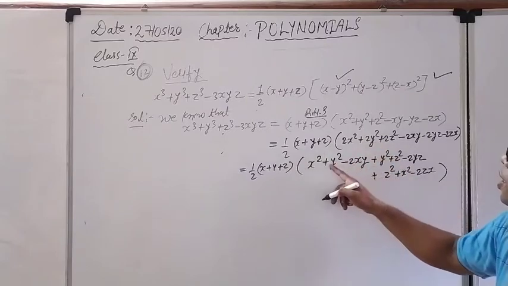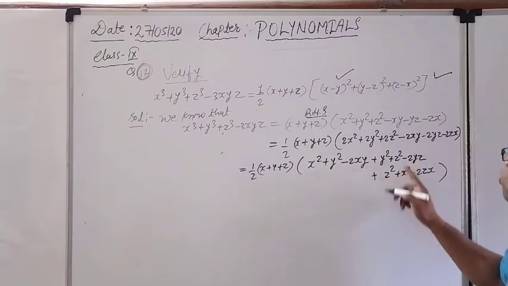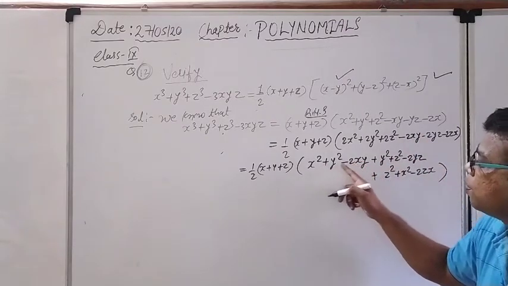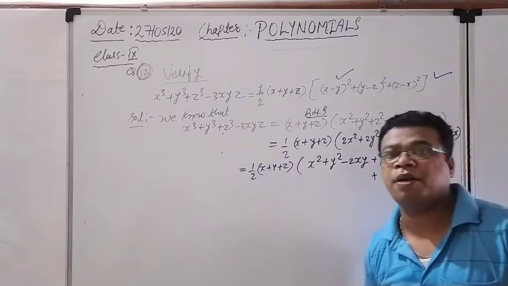2y square is there, so you can see y square I have written 2 times. 2z square is there, so I have written z square 2 times. After that minus 2xy, I am doing this with the x and y. Then only I can write it in the form of x minus y whole square. I think you are able to understand.